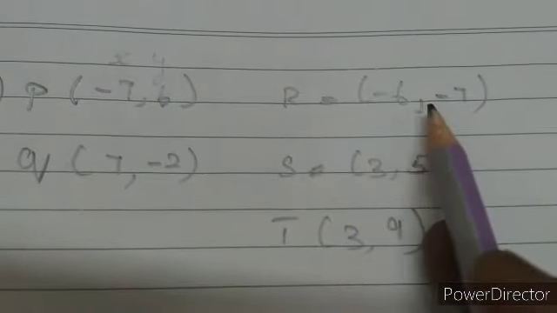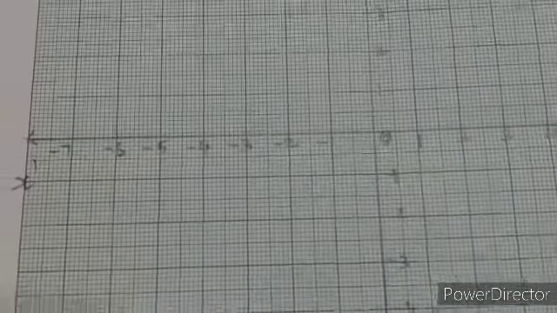Understand, students? Let's try the next one. Minus 6 and minus 7. Here the x is minus 6 and y is minus 7. So minus 6 comma minus 7, and this is the third quadrant.